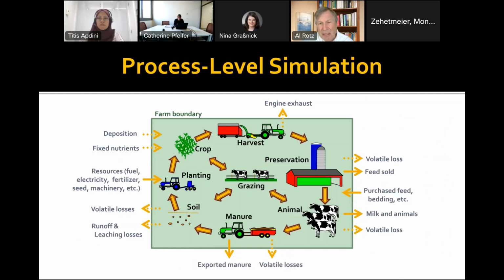So we're simulating each of these components, often on a daily time step, looking at the flow of nutrients and materials throughout the system, the interaction that occurs among the different components, and ultimately the emissions that are leaving and the resources that are coming into the system. We usually simulate farms over like 25 years of weather to get a long-term look at the performance, environmental impacts, and we can also look at economics of the farm.